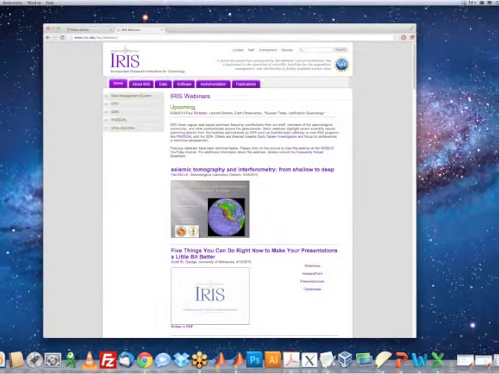For those of you who aren't familiar, the Incorporated Research Institutions for Seismology is a nearly 30-year-old nonprofit consortium of universities, and it's also a science facility that's funded by the National Science Foundation to operate programs on its behalf that enable a broad spectrum of geophysical research, primarily in seismology.